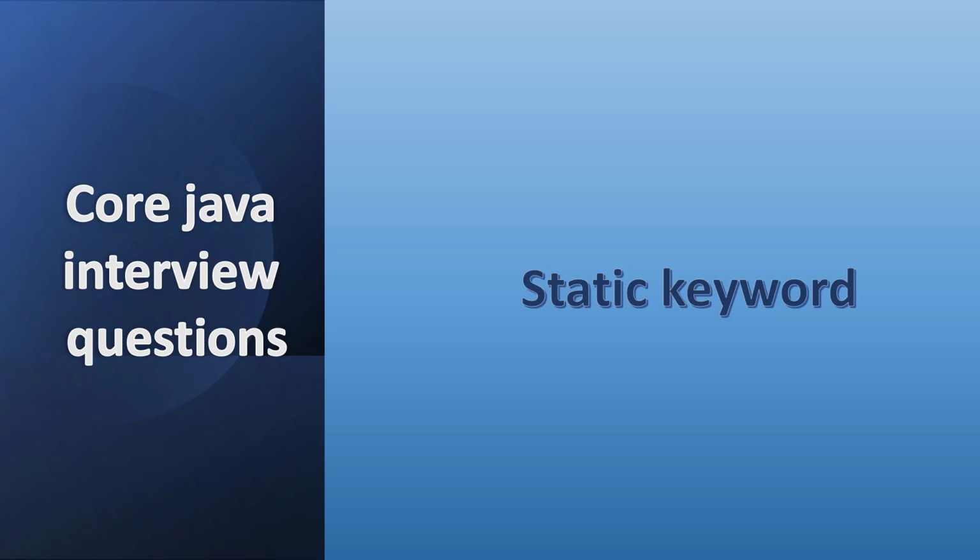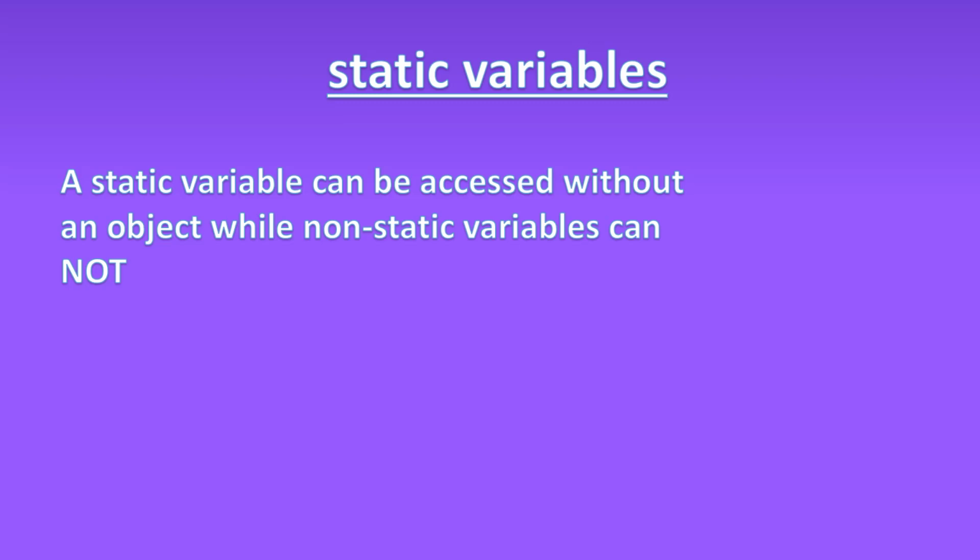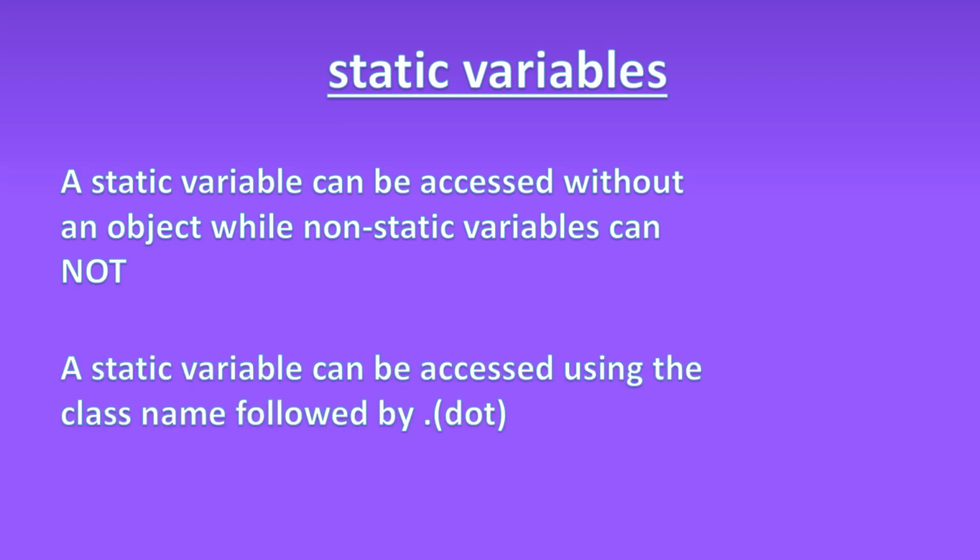Static is a keyword or a reserved word that can be applied to a class-level variable, method, or a class in Java. When applied to a class-level variable, it means that the variable can be accessed without any object. Class variables that are non-static cannot be accessed without an object of that class. Static variables can be accessed directly using the name of class followed by a dot.